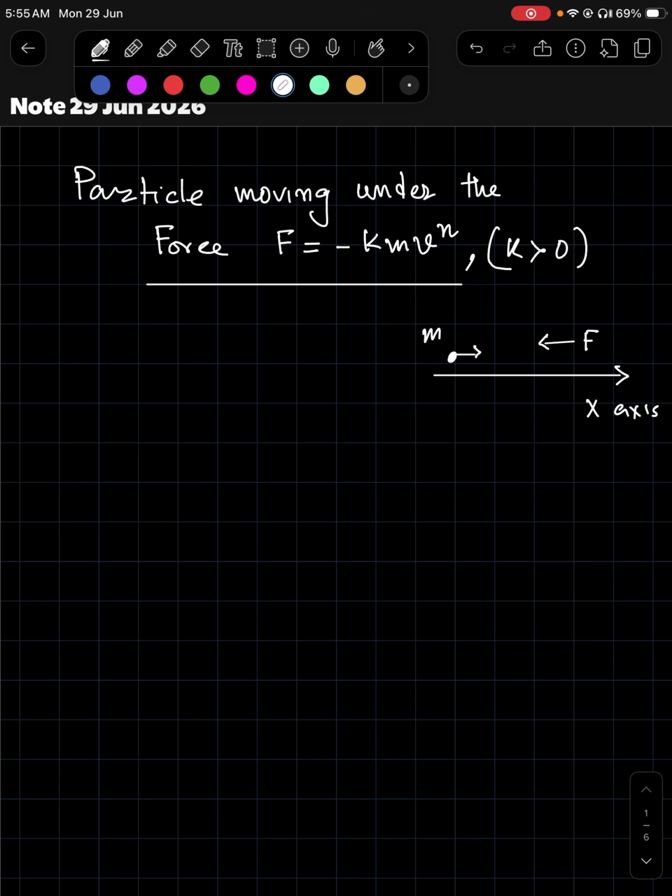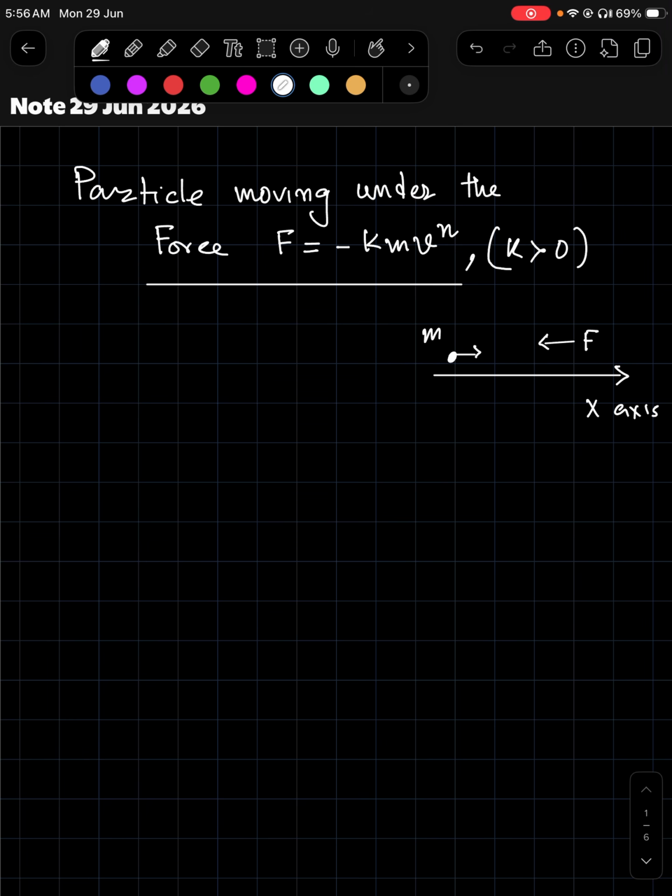So what we are going to find is the particle's distance at any instant of time and its velocity at any instant of time. That is our goal. So let us solve it one by one. It is a very special case, but it can be more surprising when you see that if I vary the power of v in the force, then the result will be different for different cases.